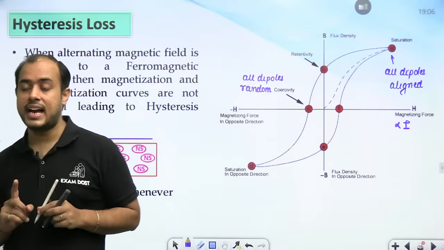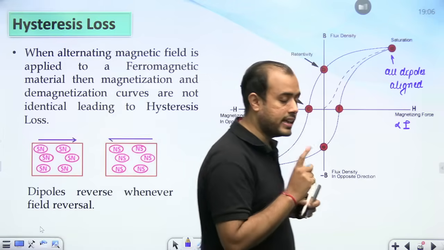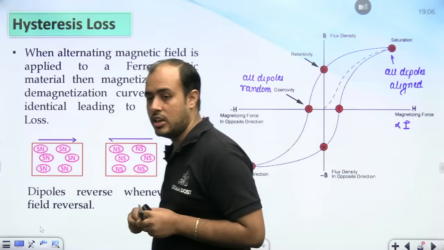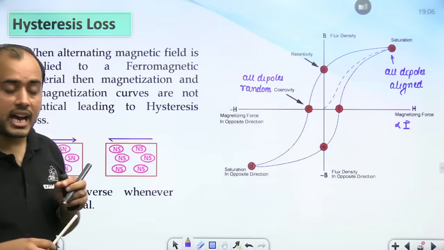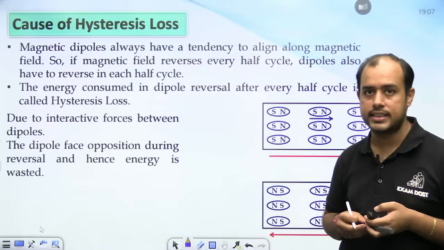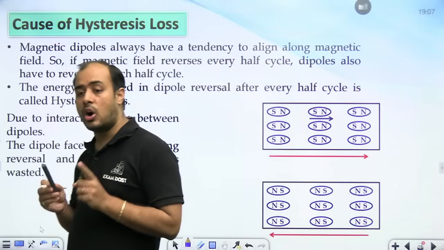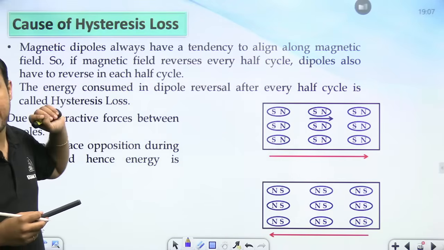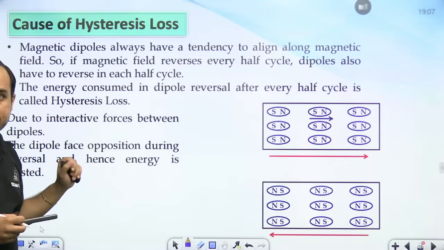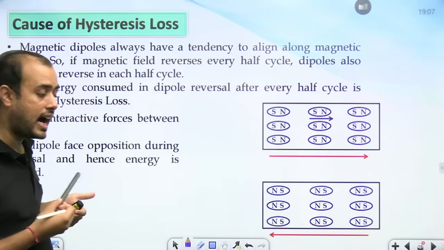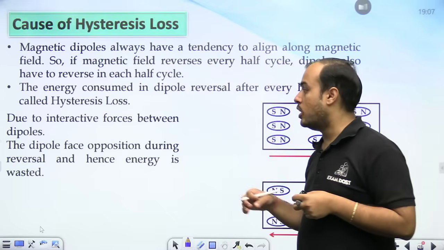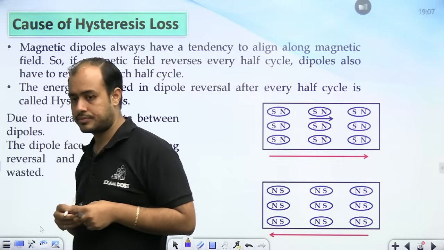For that, there is a wastage of energy. There is a wastage of energy in reversal of the dipole, and that causes the energy loss or the hysteresis loss. Magnetic dipoles always have a tendency to align along the magnetic field. So if the magnetic field reverses every half cycle, dipoles have to reverse. So energy consumed in the dipole reversal after every half cycle is called hysteresis loss, and it is because of the interactive forces between the dipoles.